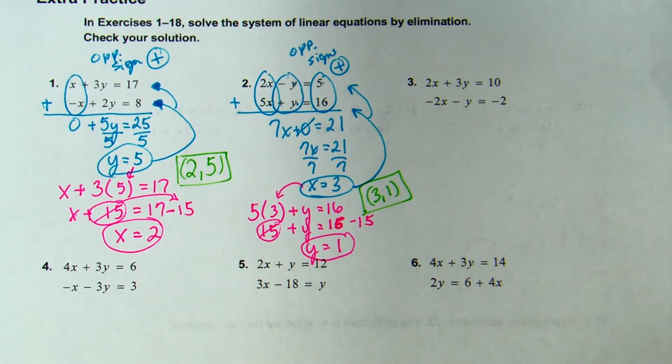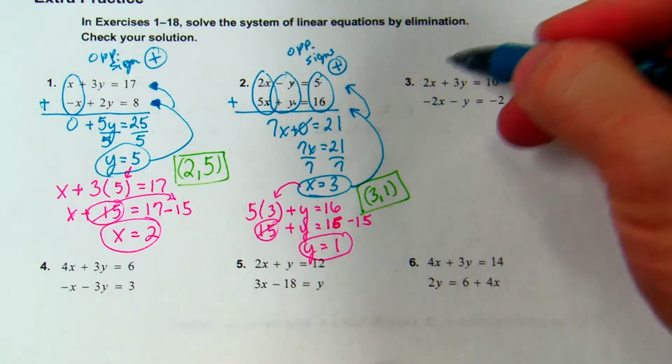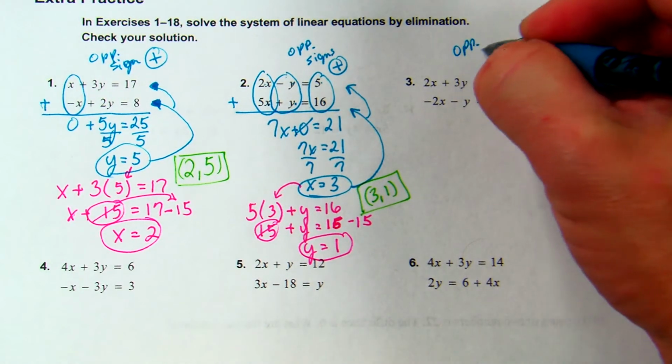All right, number 3. Again, we have some variables with the same coefficients, just opposite signs. Which one is it on number 3? Does anybody start to recognize this off the bat here? It's going to be which variable, x or y? X. X has a 2 in front here and a negative 2 there. It is, again, opposite signs.